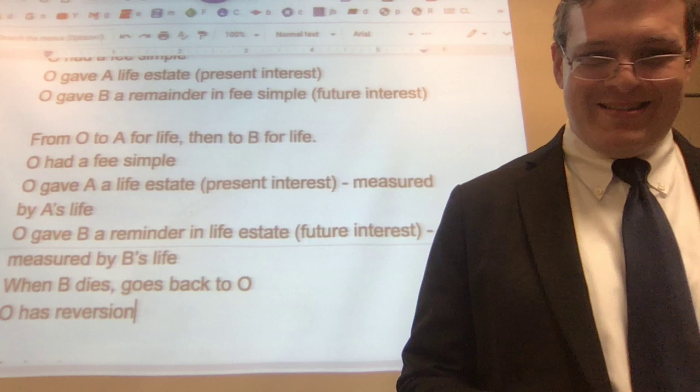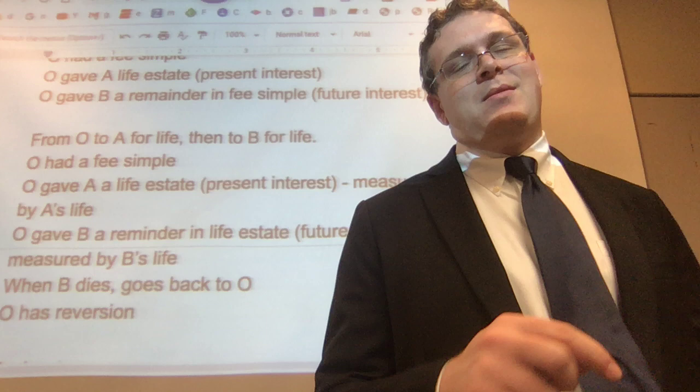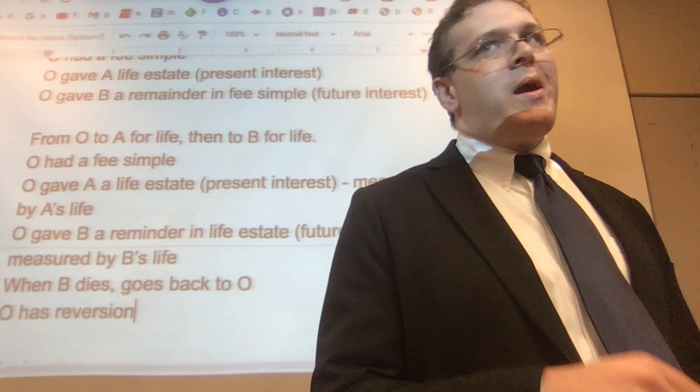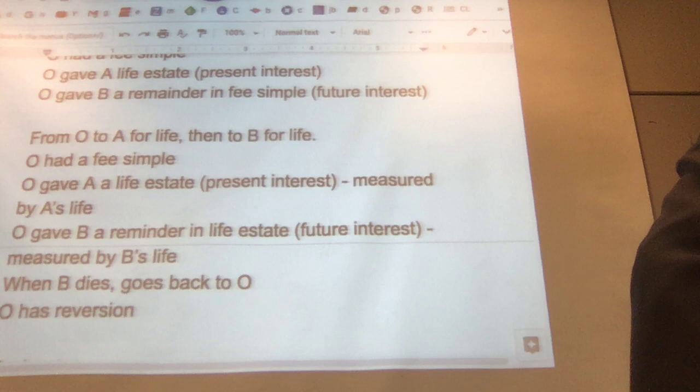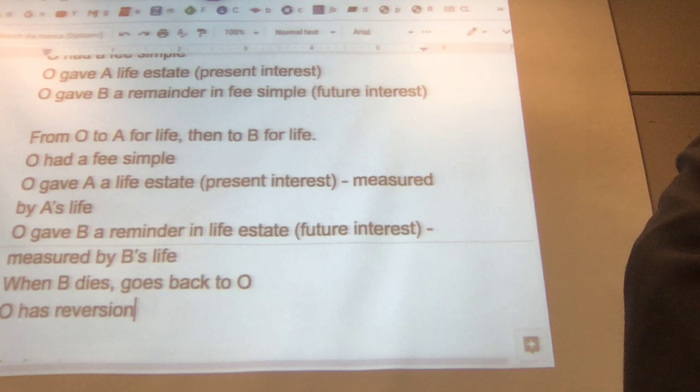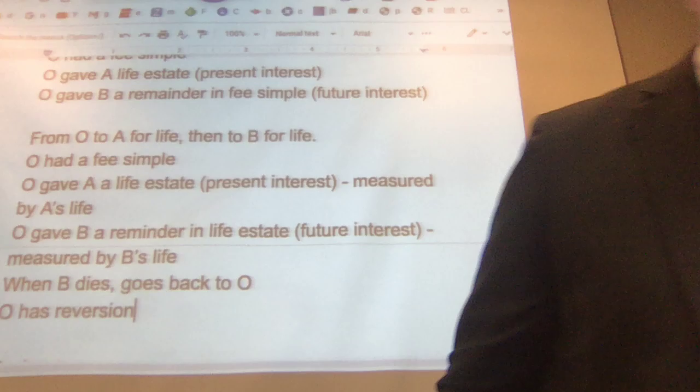O to A for life, to B for life. A doesn't pay his taxes. Does the lien follow to B? Sorry. You want me to put a pin in it? If the state forecloses for failing to pay taxes, they can only foreclose on A's interest in his life estate. So once A forecloses, the state acquires a life estate measured by A's life. When A dies, it still goes to B, even if the state has done a foreclosure sale. So in other words, when you have a foreclosure sale of a life estate, the remainder man's still waiting.